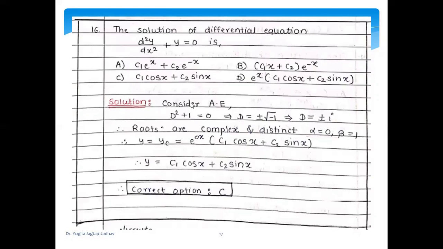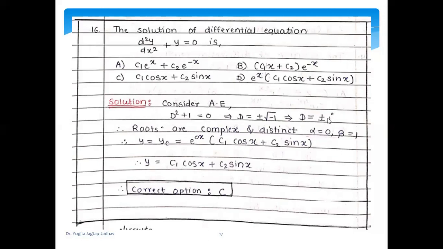Now in example number 16, to find out the solution of the differential equation d square y upon dx square plus y equal to 0, the auxiliary equation is d square plus 1 equal to 0. When I shift this plus 1 to the right side, it becomes minus 1. And when we take the square root on both sides, we get d equal to plus minus square root of minus 1. But as we know, square root of minus 1 is the imaginary unit that is denoted by i. Therefore, d equal to plus and minus i.